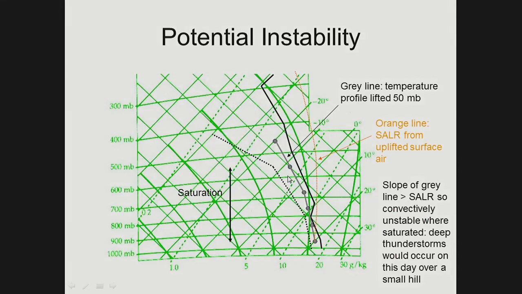Okay, so that's potential instability. These different kinds of instabilities are defined. I'm not going to write them all down. They're defined on the sheet.